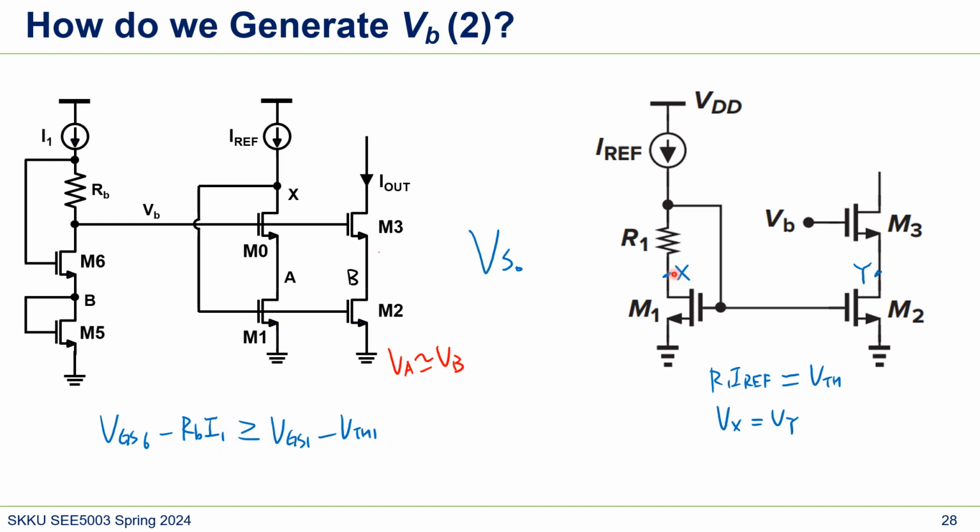And as I said, in this case we have to make these two voltages the same. In here, we have to make the voltages VA and VB the same, and this is automatically achieved because we're using the same MOSFET here.